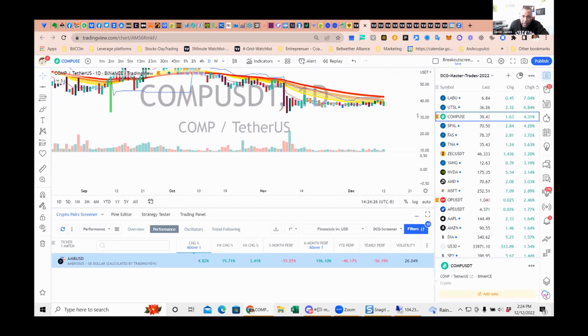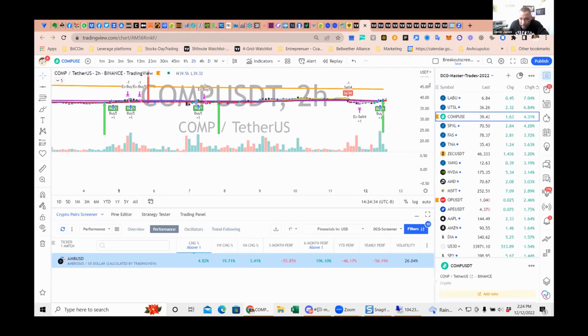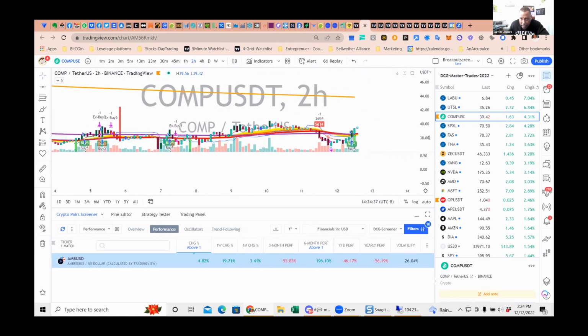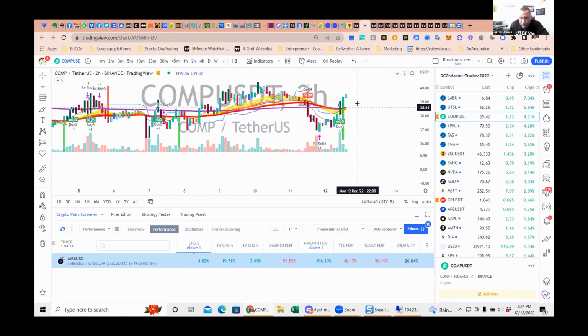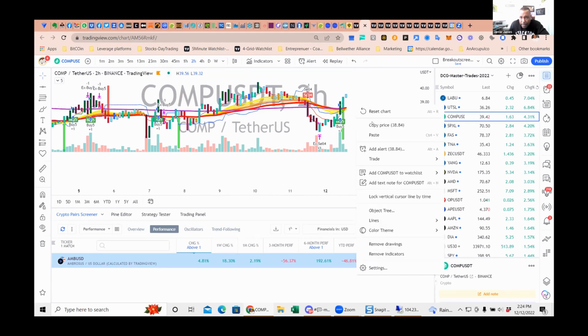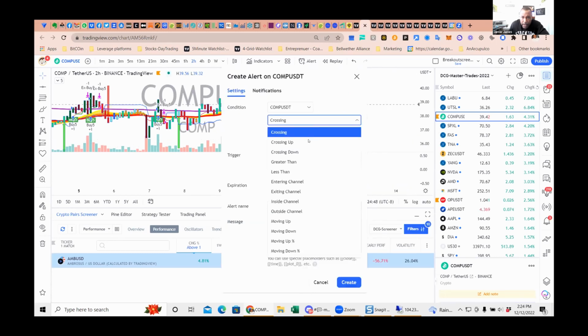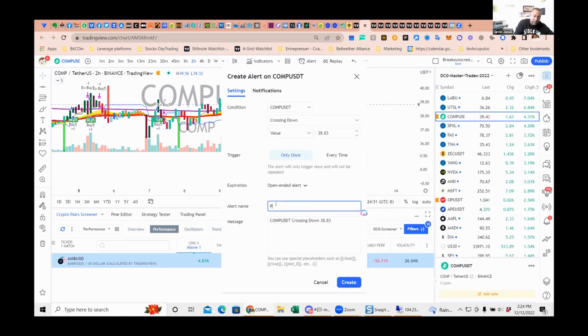And of course, on the day, this 41 is resistance on the day. The 2 and the 4 hour is telling me it's just now starting to move. But I prefer to get it between 38.50 and 38.80. So I would set an alert. So these are the things that we do.